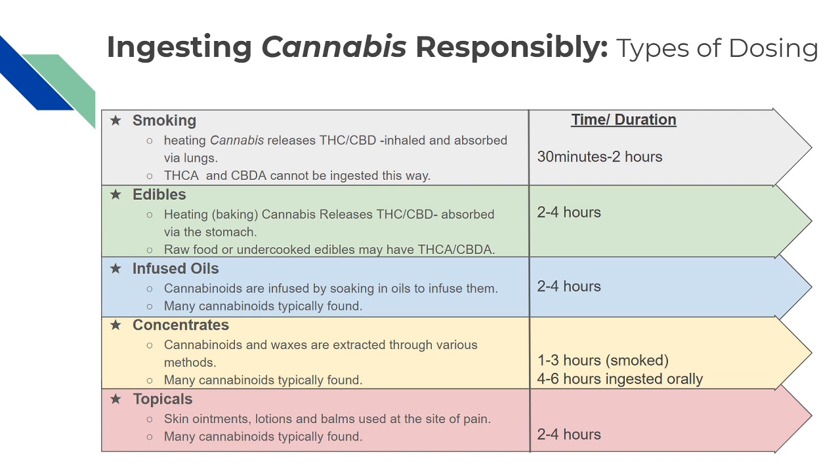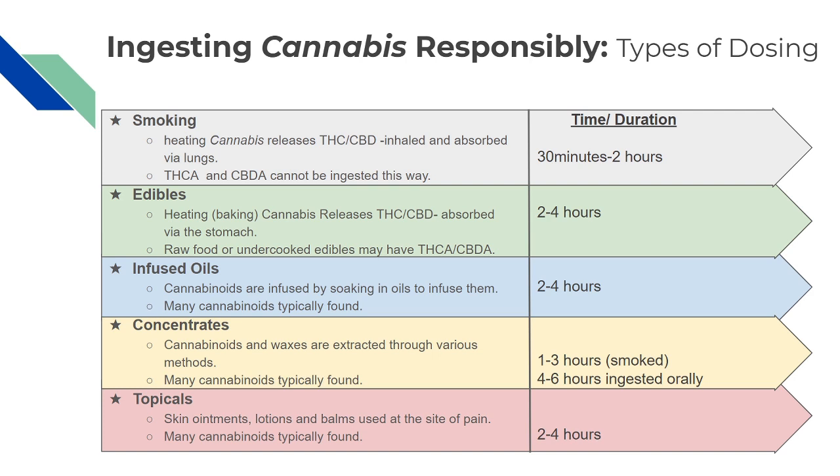Infused oils are a third way, but they're much like an edible, again with an effect of 2 to 4 hours. This is when you infuse oils with cannabinoids by soaking the plant in your favorite oil and then straining it off. Many cannabinoids are typically found in an edibles type mixture. Now, if we look at concentrates, these waxes are often smoked for recreational purposes, inducing a psychedelic effect. However, concentrates have been made in the edible form for treatment of cancer.